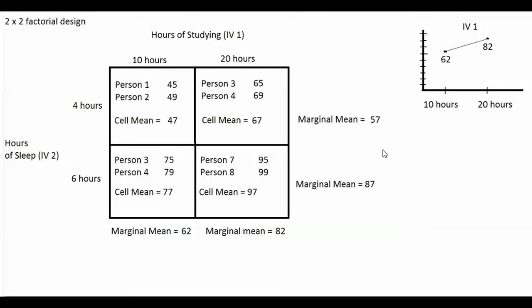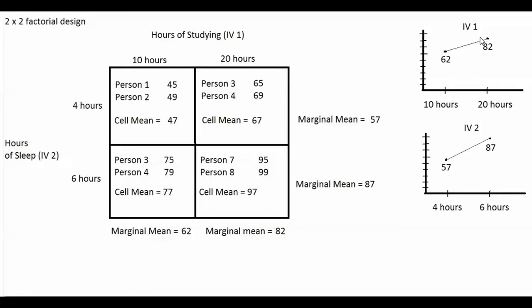We can look at the main effect of IB2 in another graph. This graph is showing the two row means. We can see that the mean exam score of the 4 people who slept 6 hours is 30 higher than the mean exam score of the 4 people who only slept 4 hours. This graph is showing the main effect of IB2.